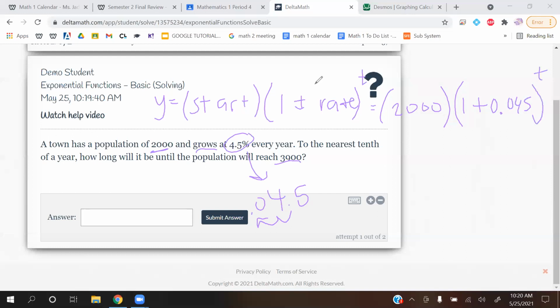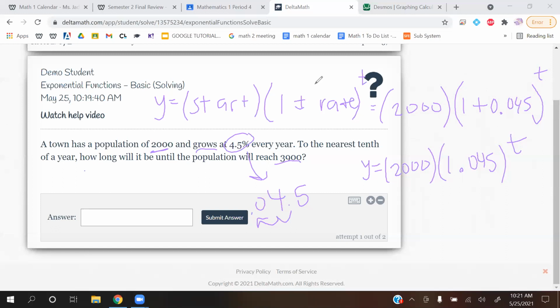To the power of t. Okay, so let me rewrite this. So 2,000 and then 1.045 to the power of t. So in the last problem, we plugged in something for t because we knew how long it took. They said 24 years, so we plugged in 24.